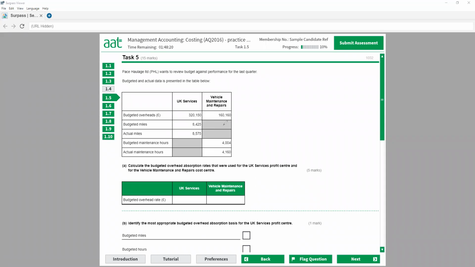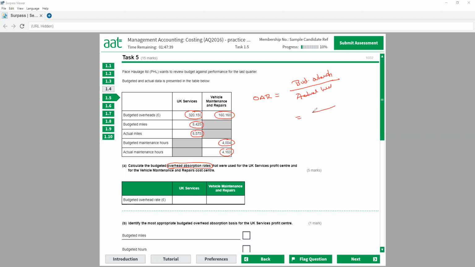That is the total overhead we have for the UK and for the vehicle. Then budgeted mile, that's the activity level, actual mile. And we have the budgeted maintenance hour and actual maintenance hour. And the question said calculate the overhead absorption rate. Overhead absorption rate, that is OAR. OAR is very simple. All you have to do is put budgeted overhead on the top and activity level on the bottom.